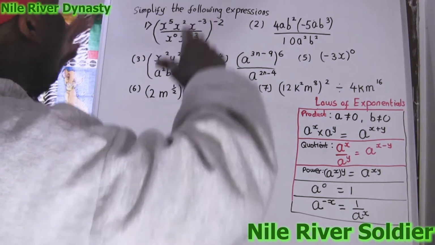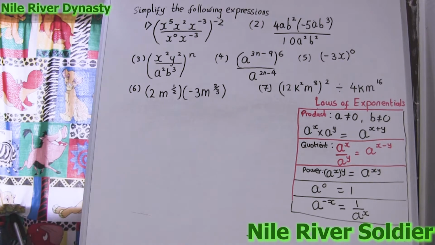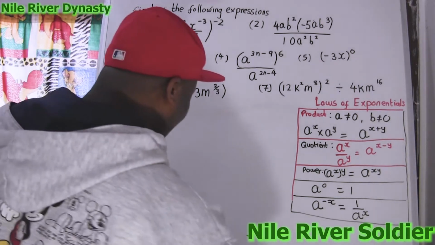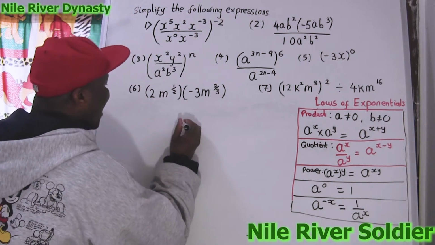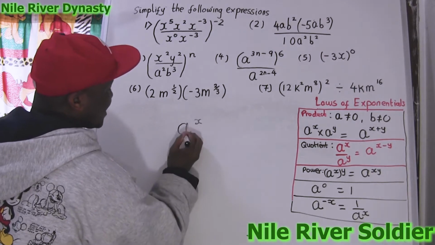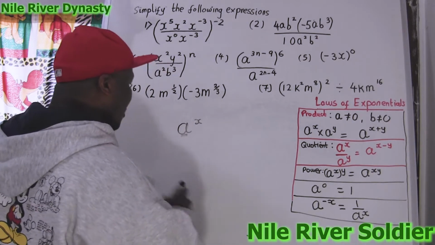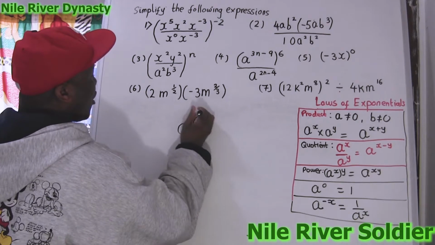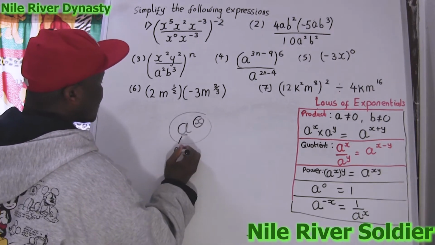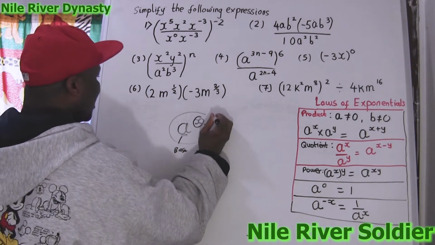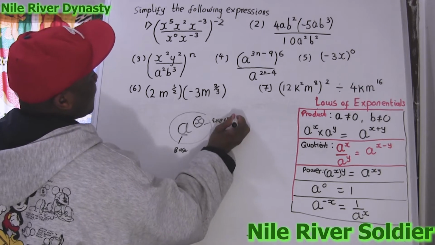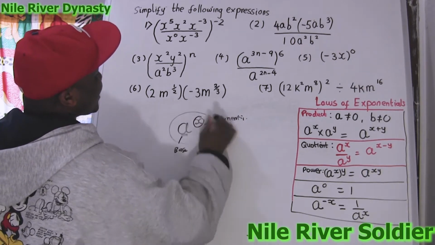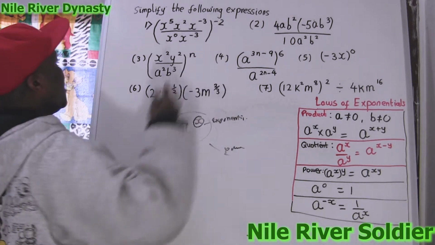Let's get started. So, this is exponential. Let's simplify. How do I know something is exponential? Look, if you have this form, let's say a^x. This is the base, something at the bottom, and this is the exponent. This small number here is the exponent, and everything is the power.